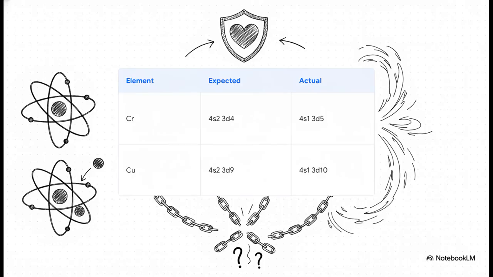Okay, let's dive into a really fascinating anomaly here. Because of this powerful, intense drive for stability I just mentioned, chromium and copper actually break the normal rules of electronic configuration. Seriously, instead of filling the 4s level normally, they actually pull an electron from the 4s level into the 3d level just to achieve that perfect half-filled or totally full state.